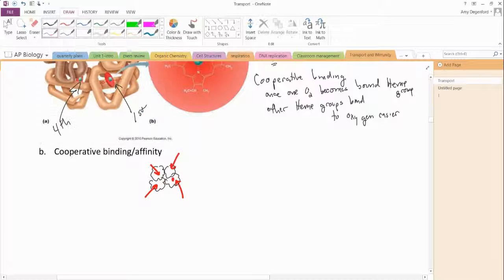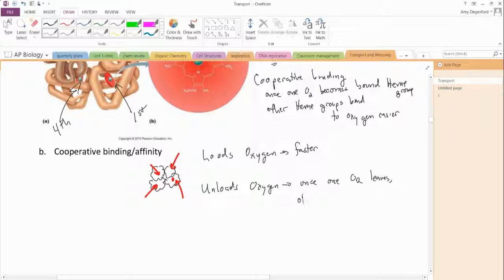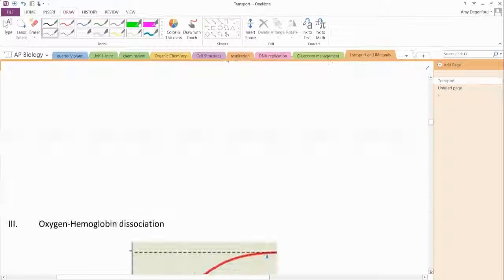This happens in reverse too. So when it loads oxygen, it happens faster. But also when it unloads oxygen, it happens faster. So oxygen unloading, once one oxygen leaves, others leave faster. And that's going to come into play as we look at our next topic, which is going to be the oxygen hemoglobin dissociation curve.